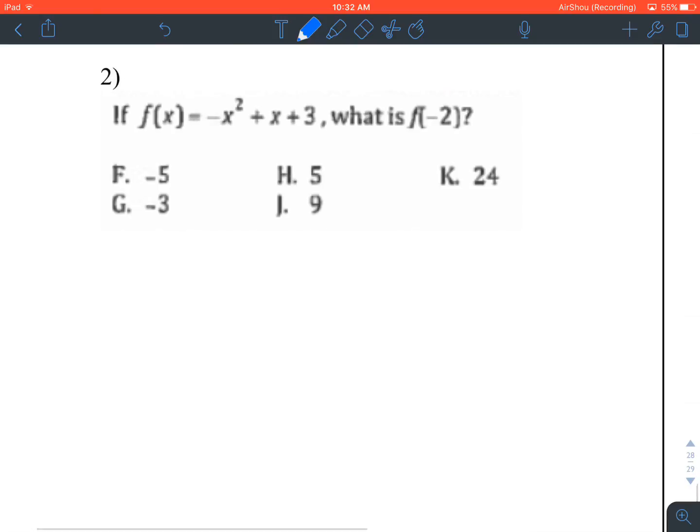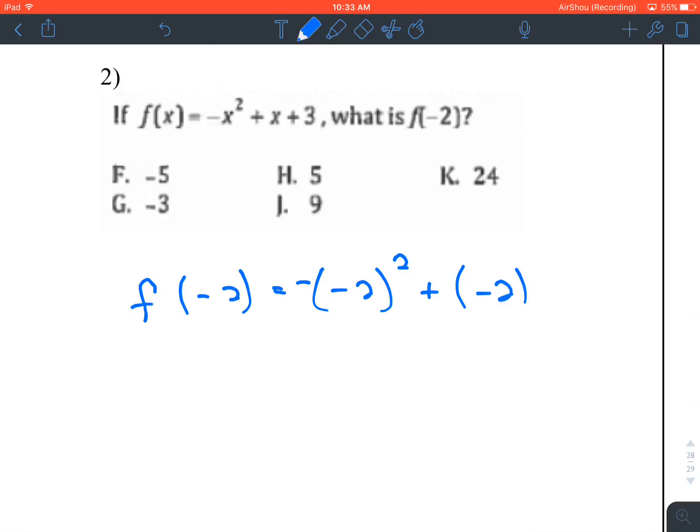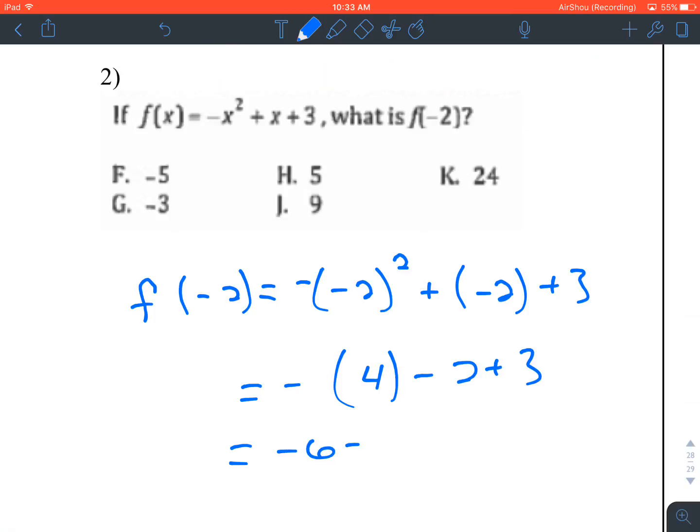Number 2, similar problem. We are supposed to substitute a negative 2 into this problem. When you substitute, use parentheses. You will make a lot less mistakes if you use parentheses. A negative 2 squared is 4, plus a minus 2 is a minus 2. Minus 4 minus 2 is a minus 6. Minus 6 plus 3 is a minus 3.